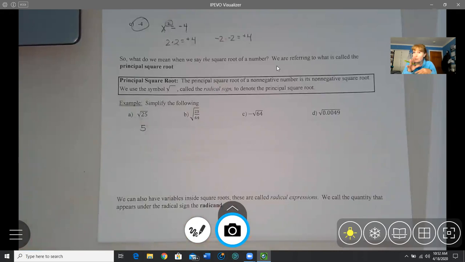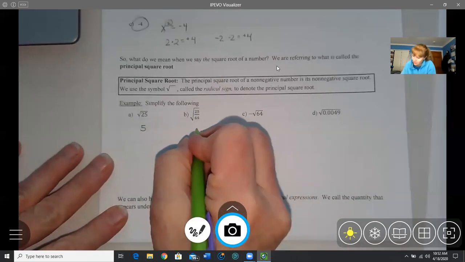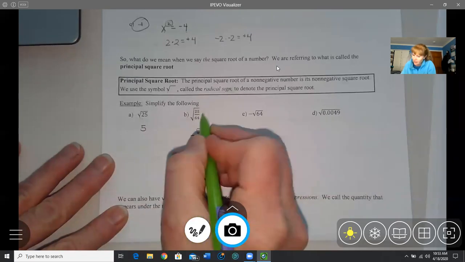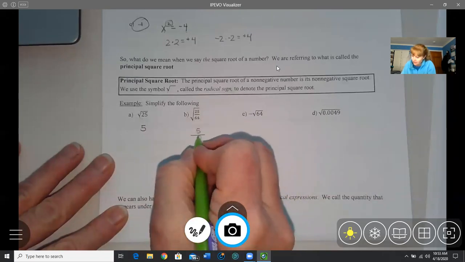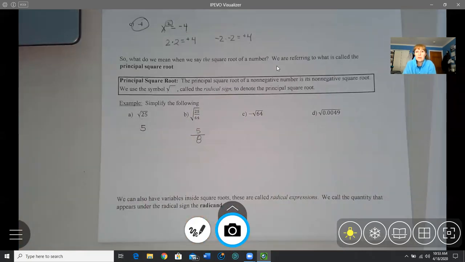Since they're both underneath the same square root radical, the square root of 25 is 5. That's our principal square root, the positive one. And the square root of 64 is 8. So the principal square root of 25 over 64 is 5 over 8, because 8 times 8 gives you 64. It helps to have a good grasp of the multiplication tables, but if you don't, you've got a calculator. Now let's look at C.